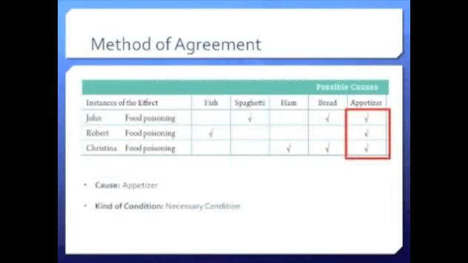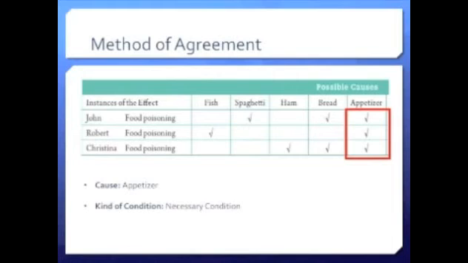Finally, we would see which single column is shared by all the positive cases of the same type of effect. We would do so by seeing which column had a check for every row. Notice how in our example, the appetizer column has a check in every row, and no other column has a check in every row. So the appetizer would be identified by this method of agreement as the cause of the food poisoning. Furthermore, although not specified by Mill himself, the method of agreement identifies the cause as a necessary condition rather than a sufficient condition or a necessary and sufficient condition.